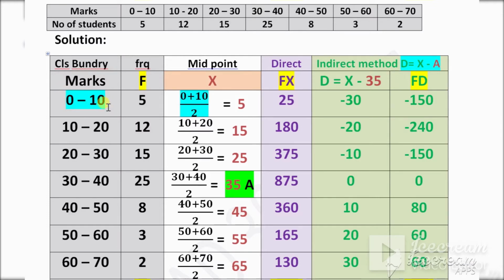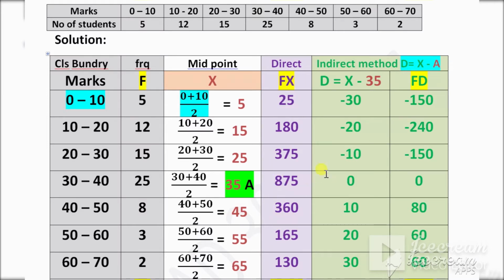So just add up the two numbers, divide by 2, and repeat for each class. These brown numbers are the values of x after adding and dividing by 2. So the x values are 5, 15, 25, 35 and so on. Now for the direct method formula we have to find summation fx. So first find f multiplied by x. So 5 times 5 is 25, 12 times 15 is 180, 15 times 25 is 375, and so forth. Just multiply f with x. So these are the products fx.